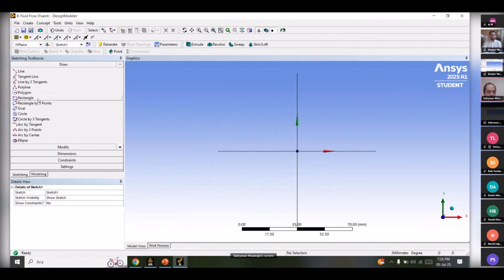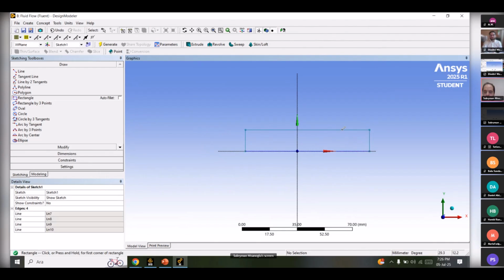Yes, I will draw a small demo. Therefore, I will draw a rectangle here. The short side of this rectangle will represent the radius of the pipe, and the long side will be the length of the pipe. I am opting for two-dimensional analysis for the sake of speed.